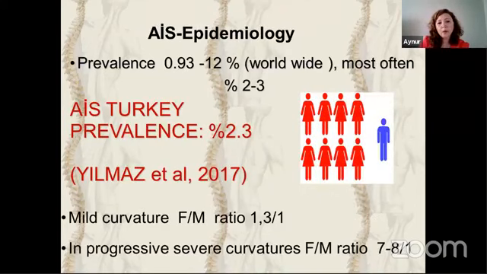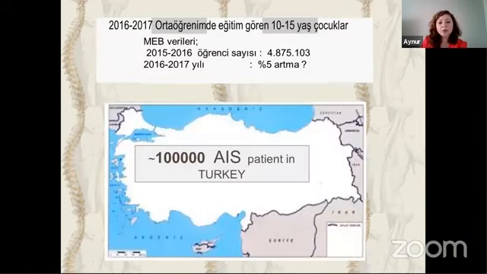In Turkey, we had a prevalence study. I also included in this study that our prevalence in Turkey is 2.3%. The female-male ratio is 1.3. In progressive severe curvatures, the female-male ratio is 7-8 to 1. In Turkey, we have 100,000 adolescent idiopathic scoliosis patients.